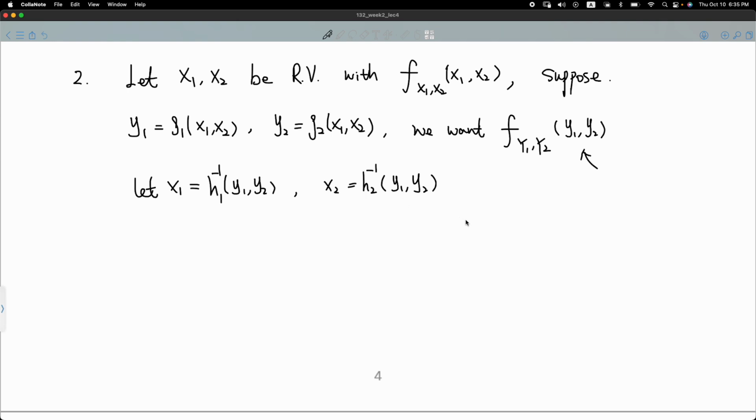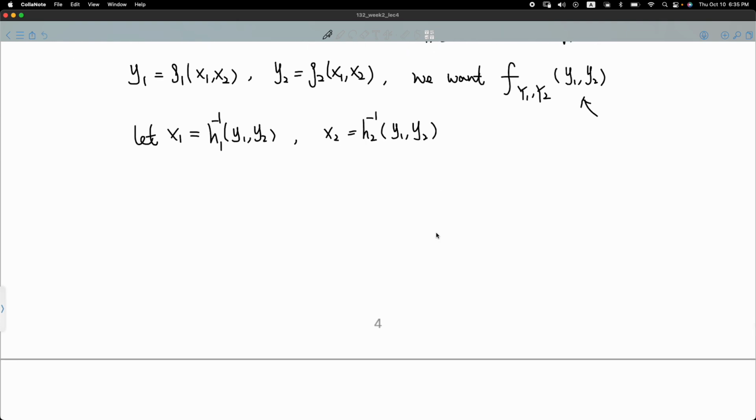So let's say we definitely need to find the inverse function for the G1 and G2. The idea is similar to the univariate case. And we need to further define something else. Let's call this the Jacobian, and let's write it J1. This is the determinant of the following matrix.